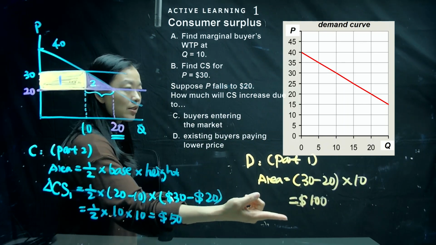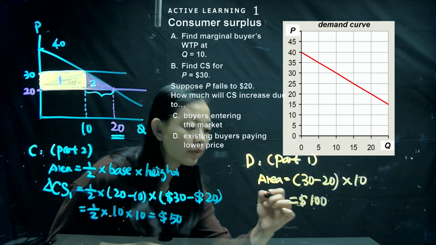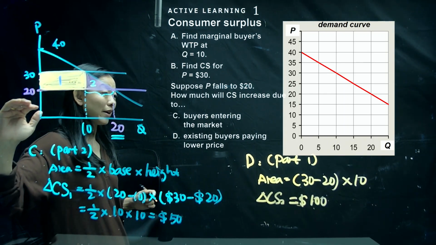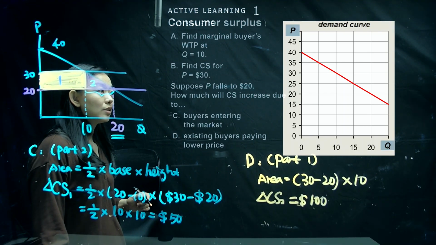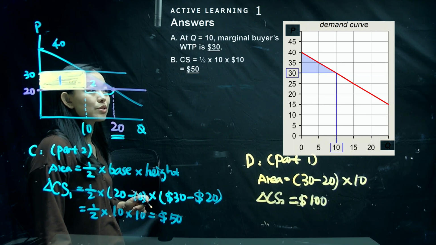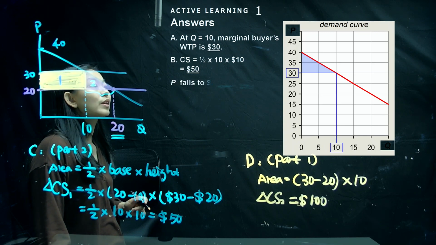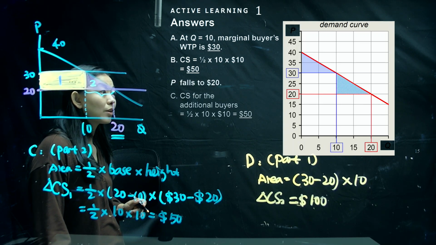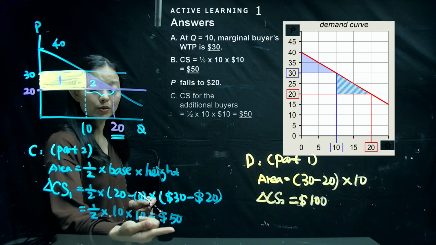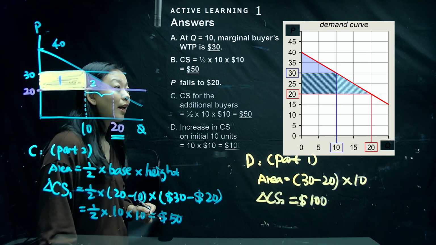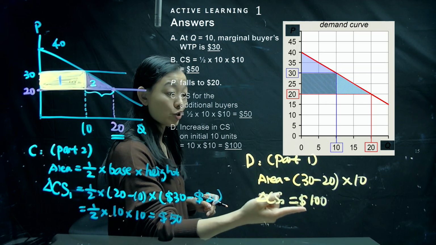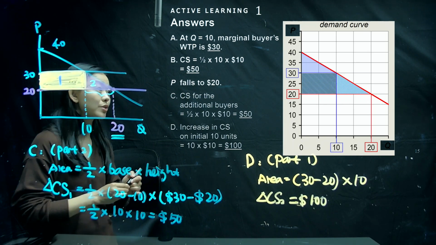So you can easily get the consumer surplus increase based on the lower price that existing buyers can enjoy, okay? So therefore you can get the answers for those 4 questions, okay? And you can see when the price decreased to $20, for the additional buyers entering the market, the consumer surplus can increase by $50. And for the existing consumers, they can enjoy a lower price, therefore the consumer surplus can increase by $100. Okay?